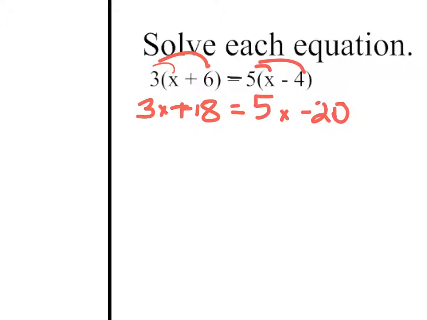Wow, what is going on today? Okay, you know what that should say. 3x plus 18 equals 5x minus 20. We do each thing of distribution separately.